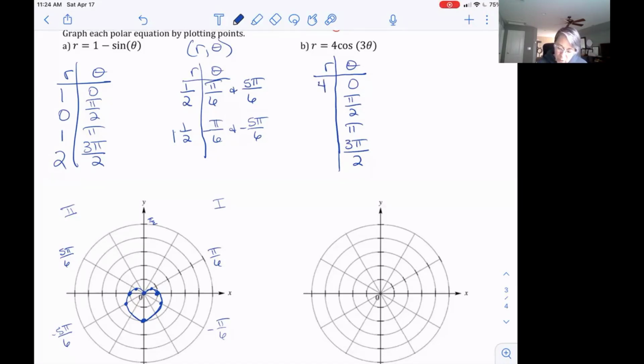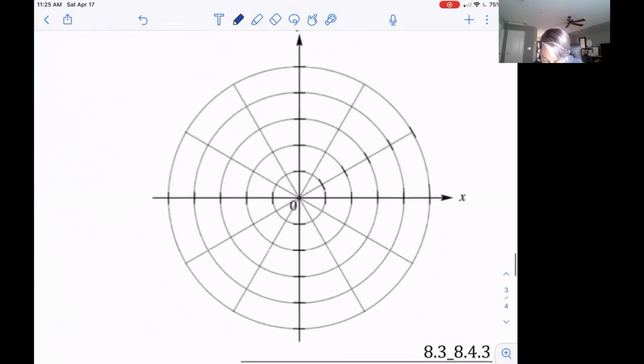If we plug in pi over 2, that means we'd be taking the cosine of 3 pi over 2, so that would be a 0. Pi would give us 3 pi, so we'd end up with negative 4. And 3 pi over 2 again would give us a 0 again. So if we were to plot those 4 points at angle 0, we would be at 4. 1, 2, 3, 4. At pi over 2, we would be at 0. At pi, we would be at negative 4.